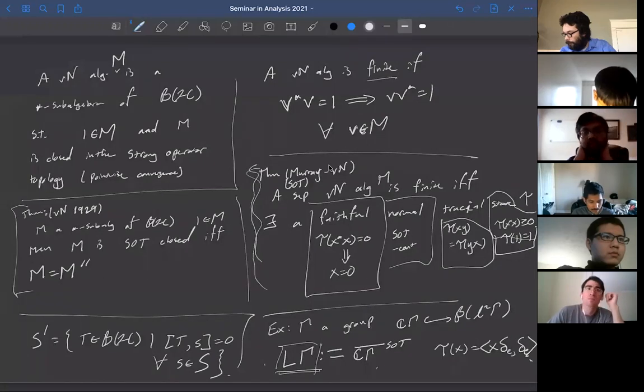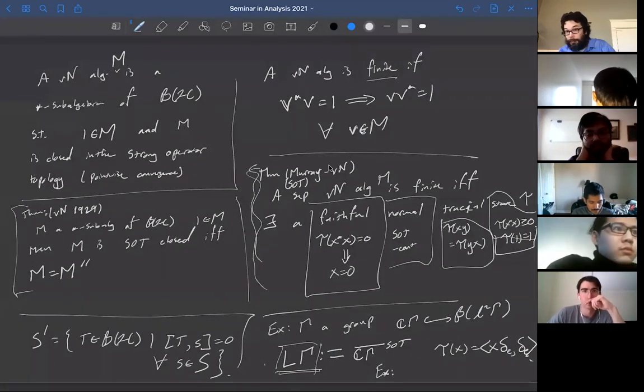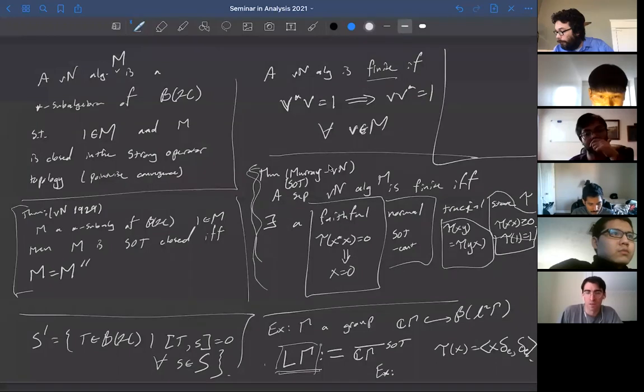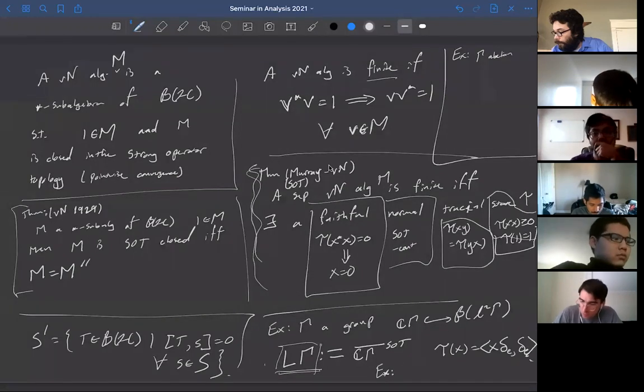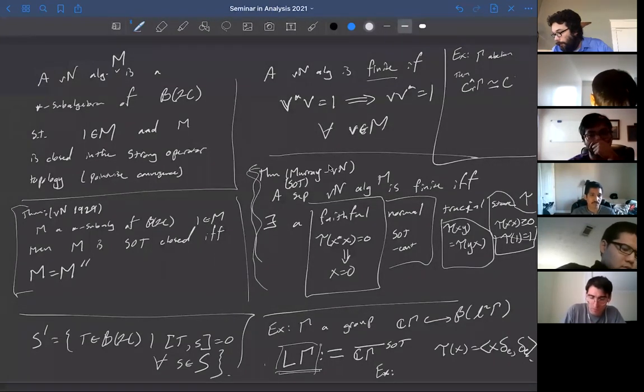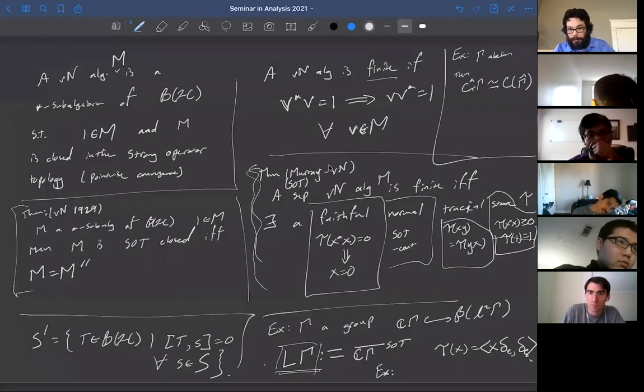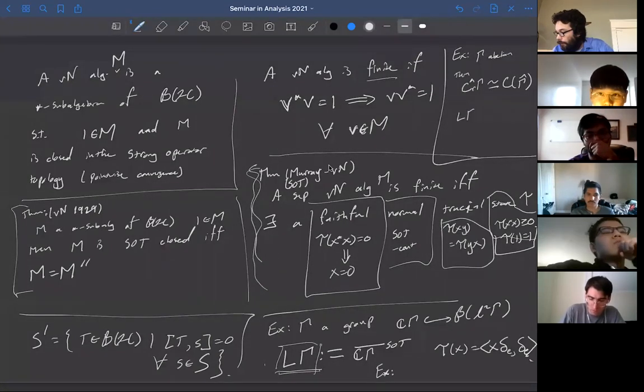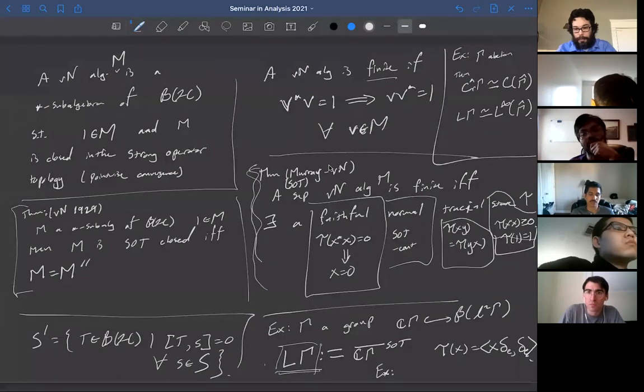Maybe one more example. This is not part of today's lecture, but I'm starting to bleed into time. Let's have a little more room. If gamma is abelian, then of course we saw that the reduced C star algebra of gamma, which is isomorphic to the full C star algebra, is isomorphic via Fourier transform to continuous functions on the Pontryagin dual. A similar situation holds with the von Neumann algebra: L gamma is isomorphic to L infinity functions on the Pontryagin dual with respect to Haar measure.